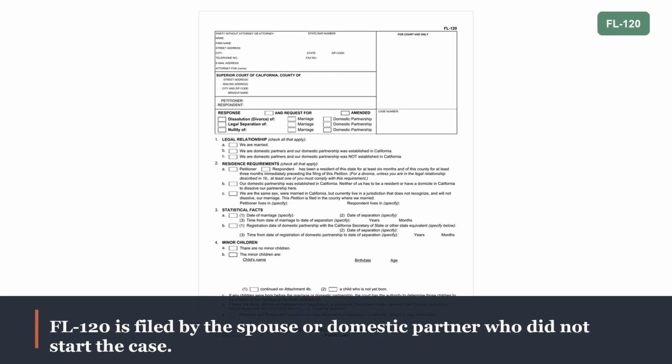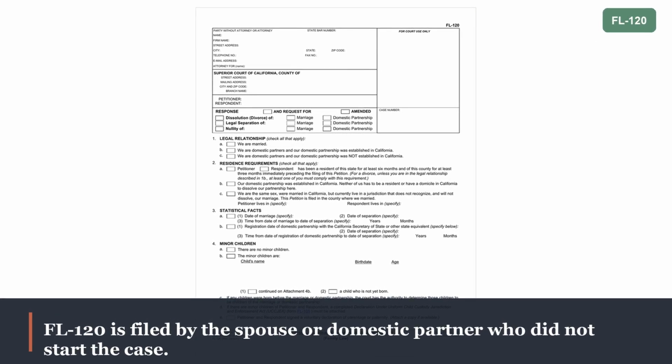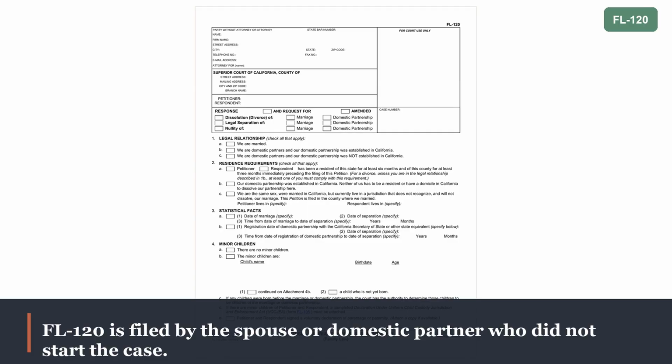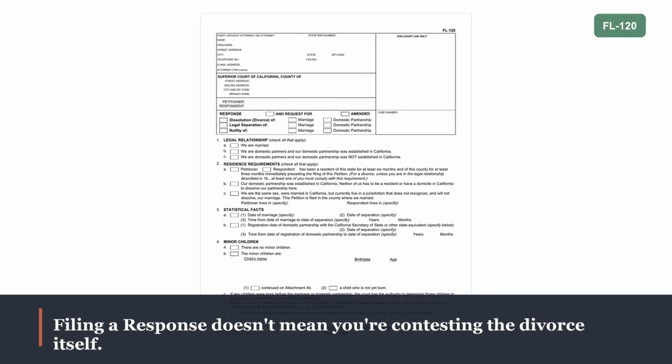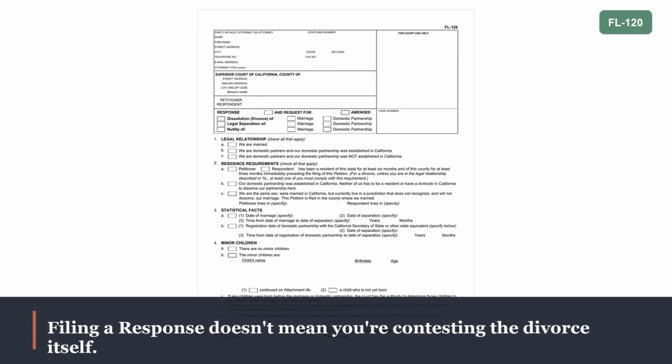FL-120 is filed by the spouse or domestic partner who did not start the case. That person is called the respondent. The case might be a dissolution, a legal separation, or a nullity, and it was opened when the other spouse, the petitioner, filed Form FL-100. FL-120 mirrors that form closely. It asks about the same case facts, and it gives you the same chance to tell the court what you're asking for. Filing a response doesn't mean you're contesting the divorce itself.